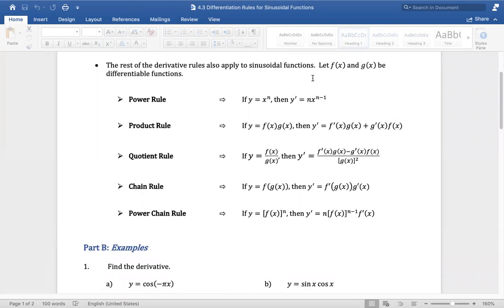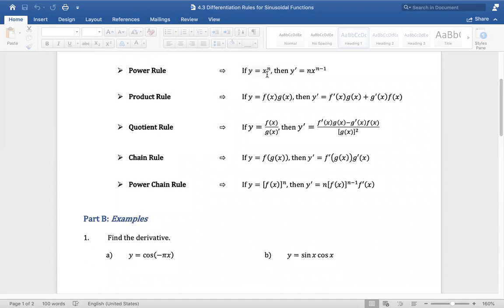If we have f of x and g of x are differentiable functions, right? Then the power rule would state that if I have y equals x to the power of n, then the derivative of that, y prime, would be bring the exponent out in front, right? And do one less on the exponent. The product rule, if y is equal to f of x times g of x, so two different functions, then to get the derivative y prime, I get the derivative of the first times the second the way it is, and make sure it's adding. Then the derivative of the second term times the first the way it is, right?